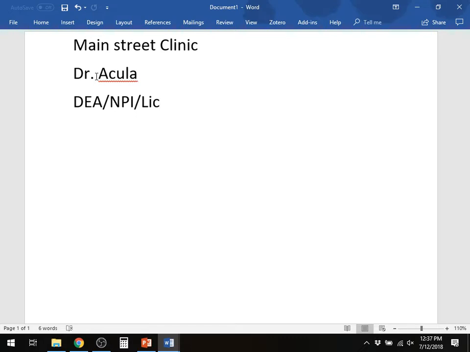Usually they'll have pre-printed prescriptions. They'll have that on there. Or if you're using an electronic system, it'll print out all that information. You don't have to worry about that necessarily, okay? So next I'm going to put my patient name. So let's say I'm going to do John Doe.